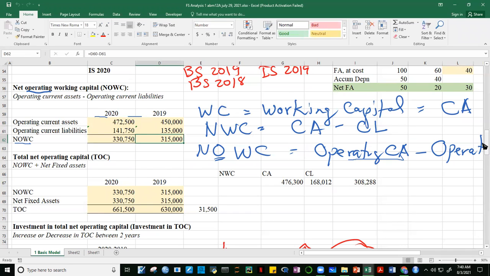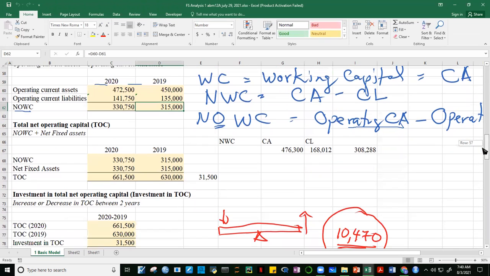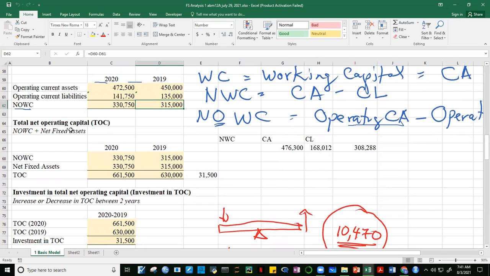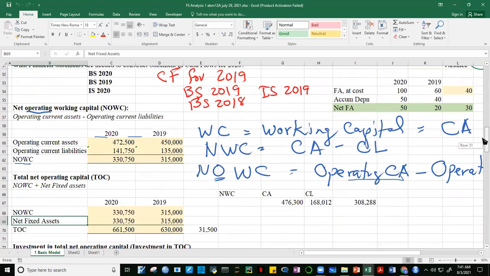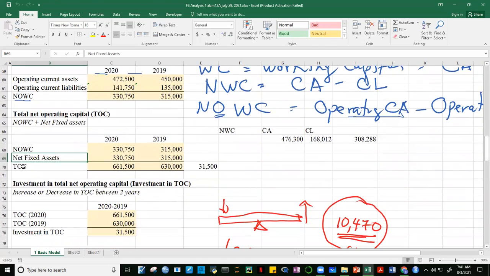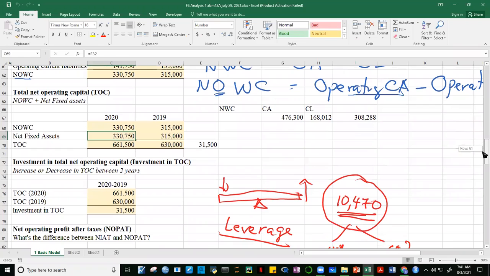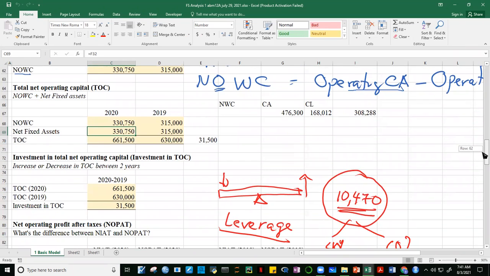So we have net operating working capital for 2020, and we get also the same formula for 2019. Now we also have to add to net operating working capital the net fixed assets, so that we'll be able to determine the TOC, the total operating capital. So we use the net fixed assets, which we find in the balance sheet also. When we add this, we have total operating capital. Now take note, it's just coincidental that they're the same here. There's no reason why they should be the same, except that they just happen to be equal.